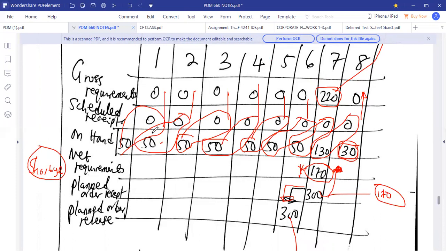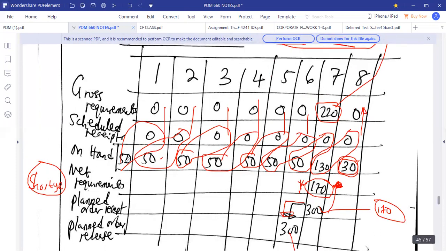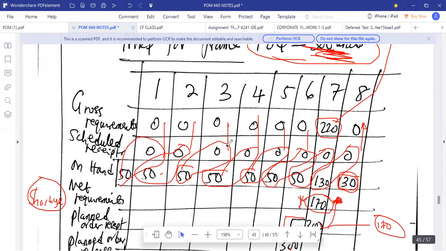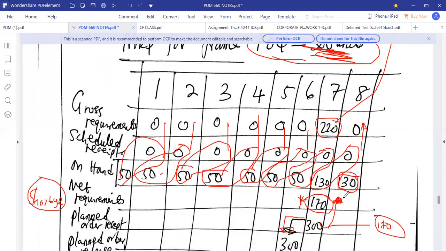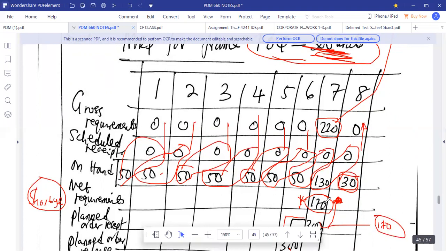Like here, for week 1, we didn't have any shortage because we had on hand plus scheduled receipts of 0 minus gross requirements of 0. So the 50 was still there. Then week 2 was 50 plus 0 minus 0, the 50 was still there. Week 3 similarly, 50 plus 0 minus 0. Week 4, 50 plus 0 minus 0. Week 5 and week 6 were the same. In the other one, 50 plus 0 to meet the 220, there was a problem. We had a net requirement of 170. You get my point?